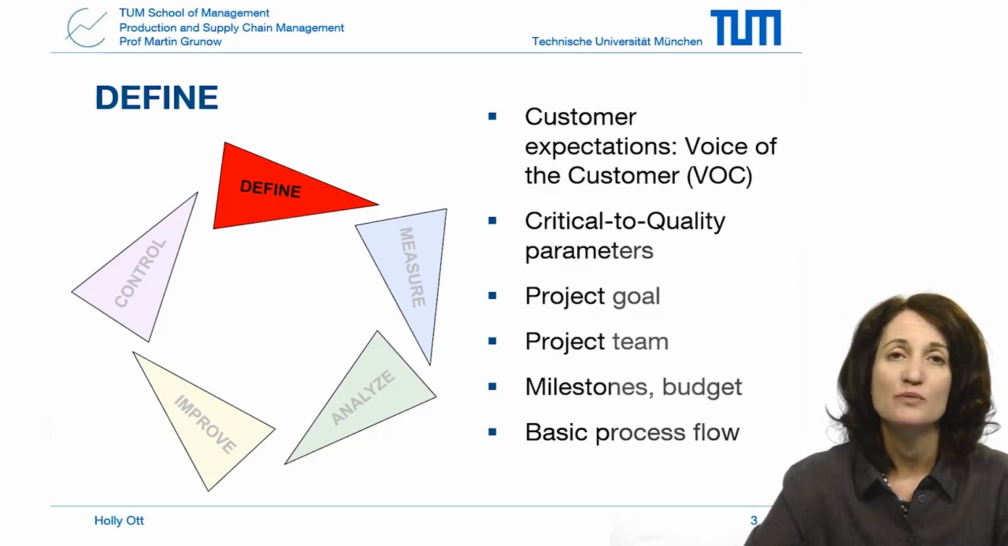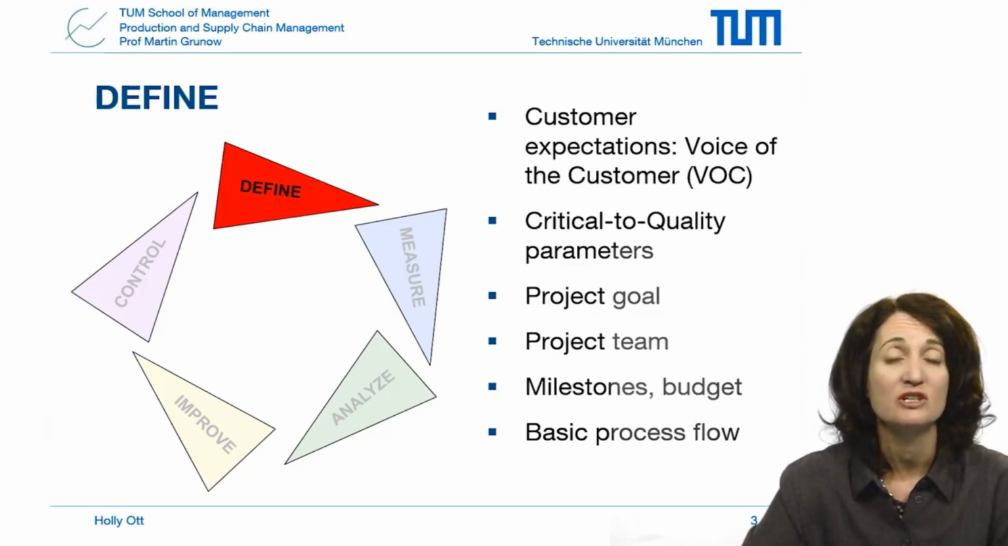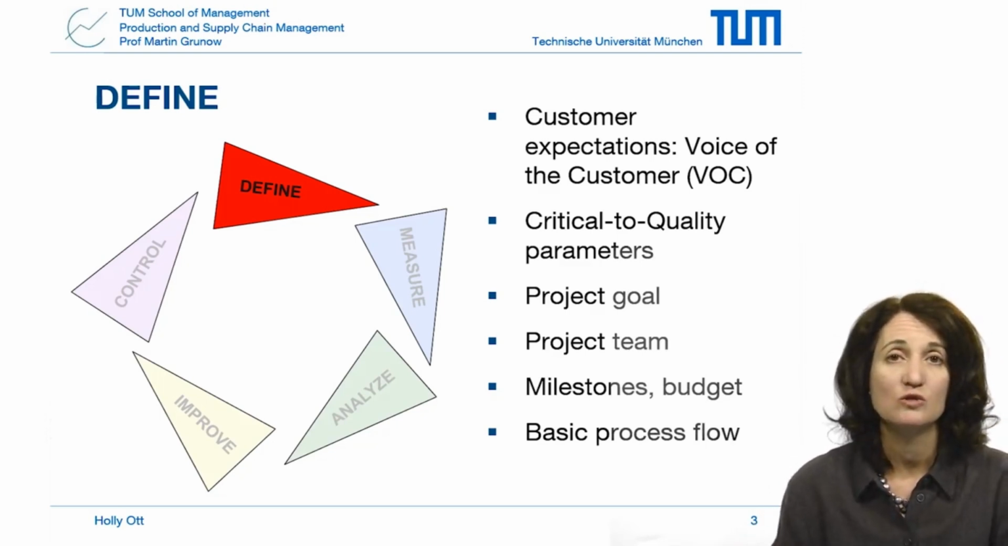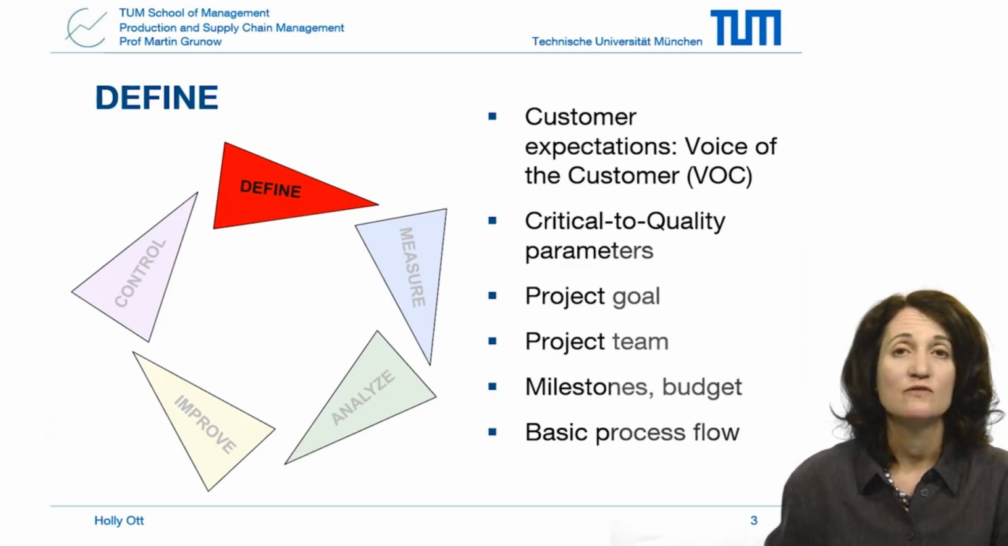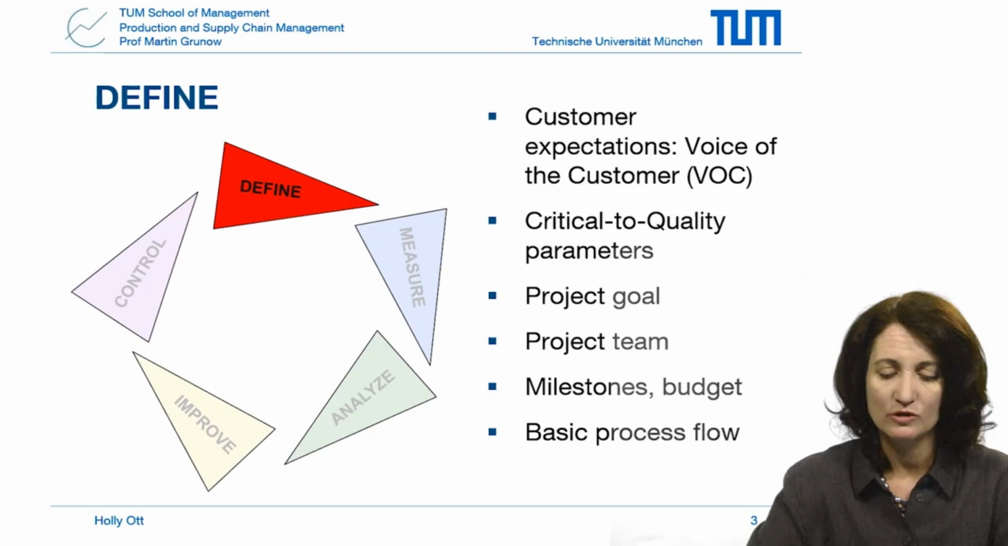So it's important not only to obtain the current customer needs, but also then to watch for the expected changes in these requirements over time. And we call this listening to the voice of the customer, or VOC. The parameters which are critical to quality, critical to achieve the customer needs or the voice of the customer, can then be identified, and the overall project goals can then be defined.